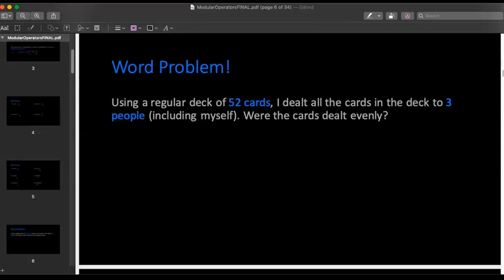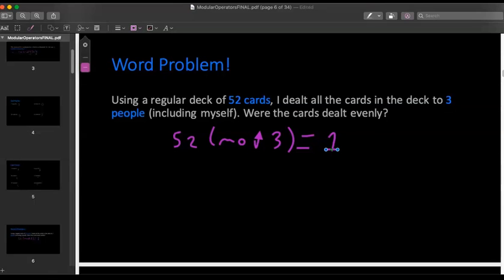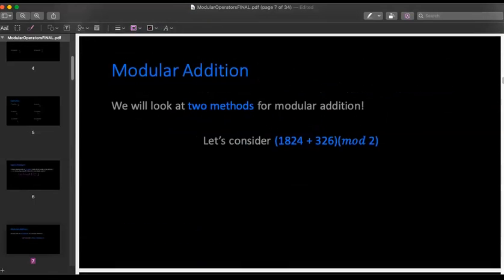And I'm seeing it in the chat. We have 52 mod 3. Oh, that turned it into an arrow. Isn't that exciting? That equals 1, and so it's not even. Perfect. All right. Let's move on.